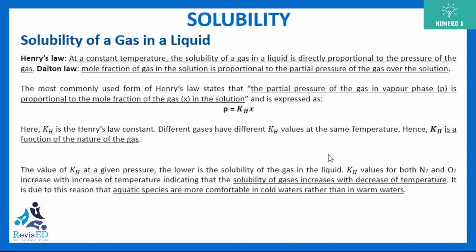So, for example, here the Kh values for both nitrogen and oxygen increase with increase in temperature. That means as the temperature increases, the solubility decreases. If solubility is decreasing, that means less gas is available. This is the main reason why aquatic animals prefer to live in cold water rather than warm water, because in cold water there is more oxygen and nitrogen present. Since there is more oxygen, they can live easily, whereas in warm water, due to less oxygen, they do not feel comfortable and don't want to live there.